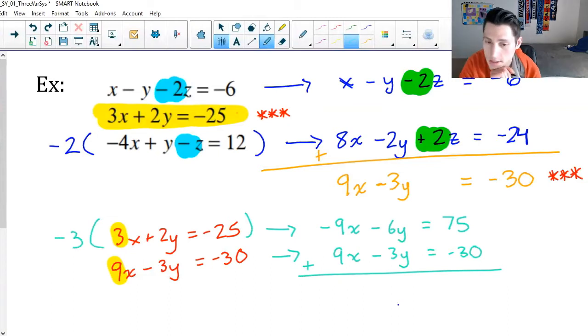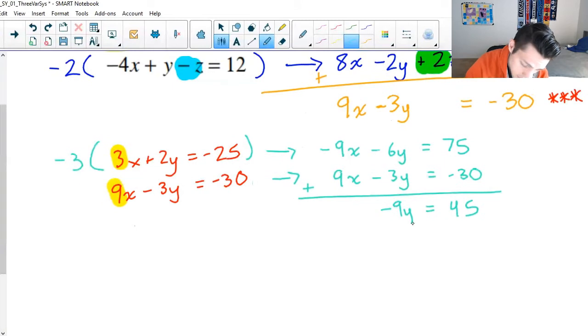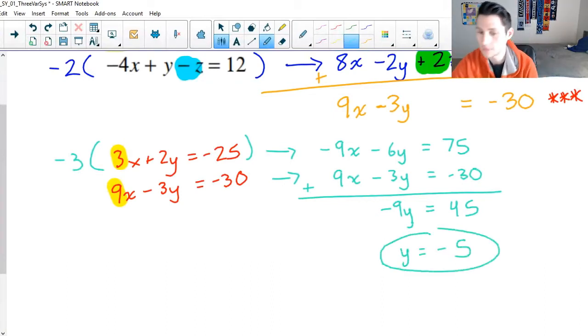Add those two equations together. Negative 9x plus 9x is 0. Negative 6y plus negative 3y is negative 9y. 75 minus 30 is 45. Divide both sides by negative 9. So I get y equals negative 5. All right, that's one piece of my answer.